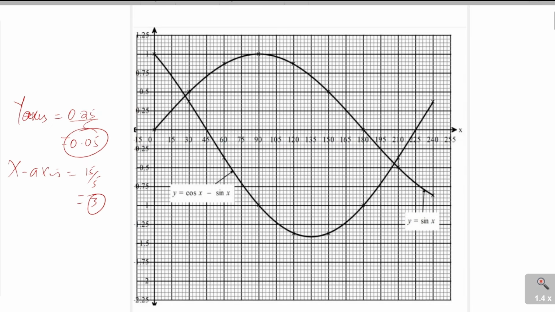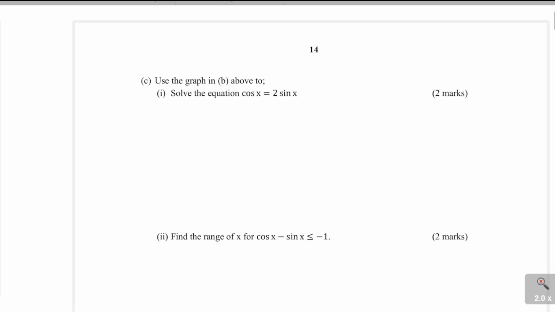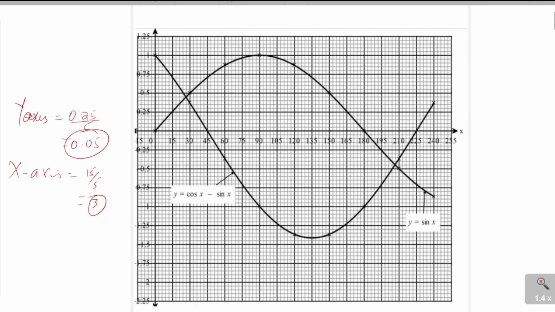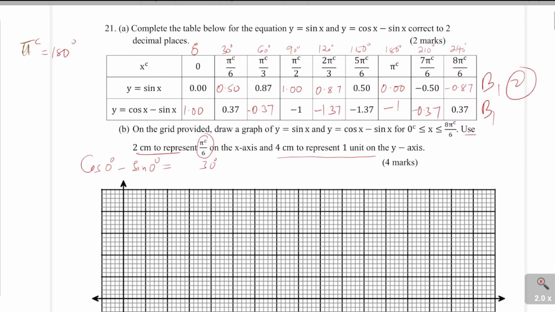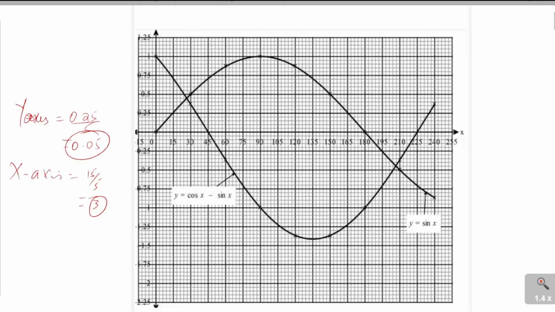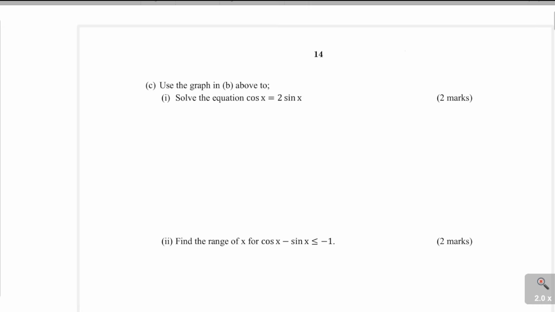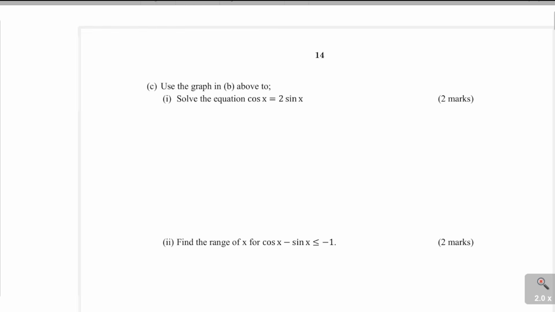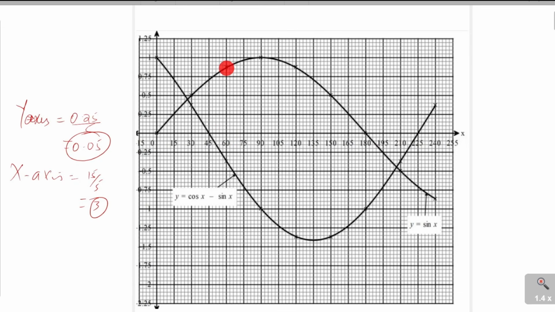I will not take you through all of this because you already know how to plot these. Like 0, 0, that is for sine. So 0, 0 is here for sine. Then the next one is for 30 degrees, that is 0.5. 30 is here, 0.5. You can see 0.5 is here. And then for 60, you have 0.87. For 60, 60 is here, 0.87.